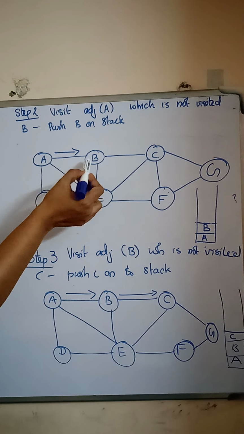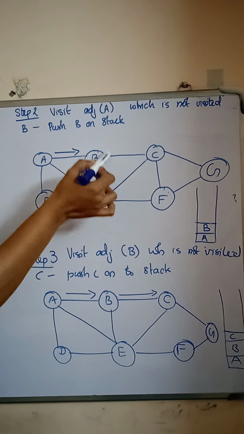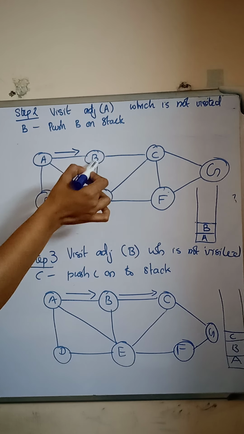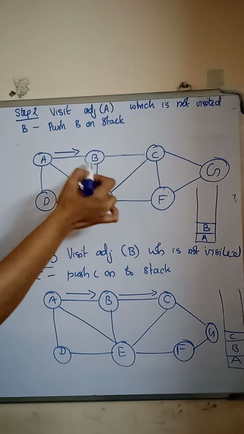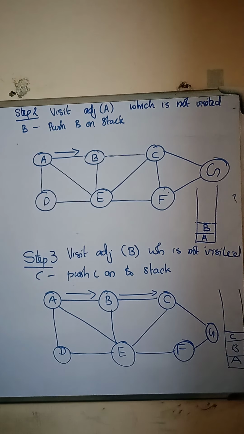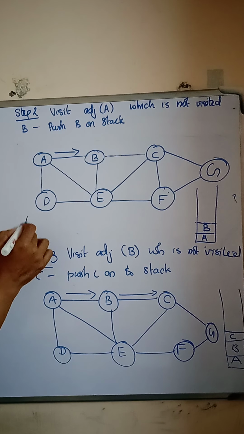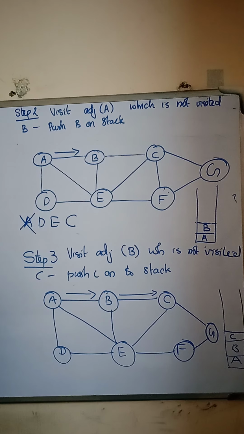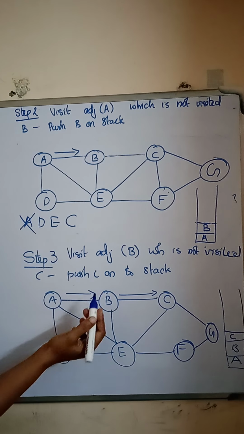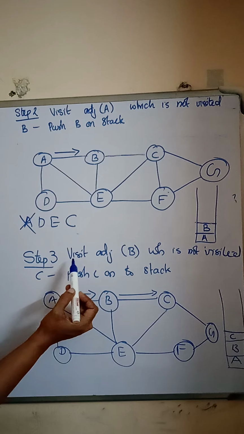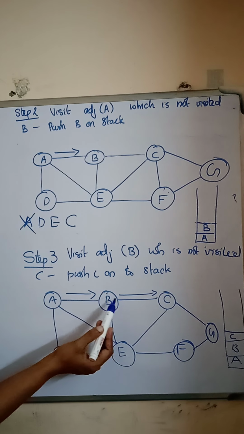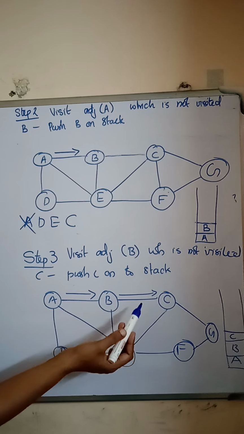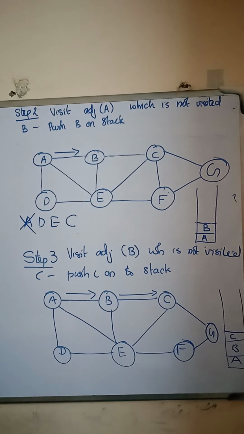In the next step, visit the adjacent vertex of B. What are the adjacent vertices of B? A, D, E, C. Here A is already visited, so we can't choose A. So now we choose C as the next adjacent vertex. In step 3, visit an adjacent of B which is not visited earlier and push C onto the stack.